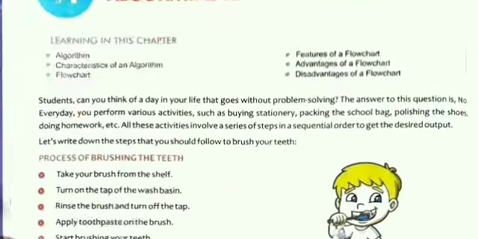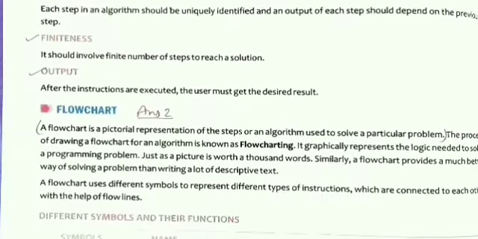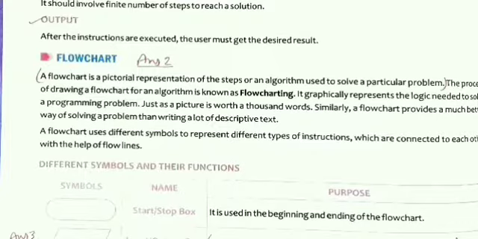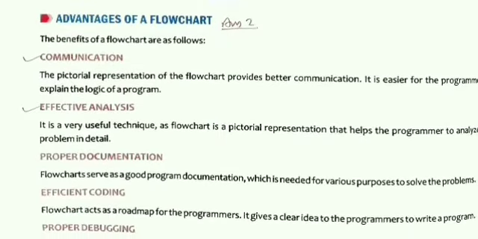Now question 2 is define the term flowchart. Write any two advantages of a flowchart. So the answer is given on page number 46 and 48. The term flowchart is defined here under the heading flowchart. You have to write a flowchart is a pictorial representation of steps or an algorithm used to solve a particular problem. And advantages are here. So you have to write only two advantages. So just write first two advantages that I have here.